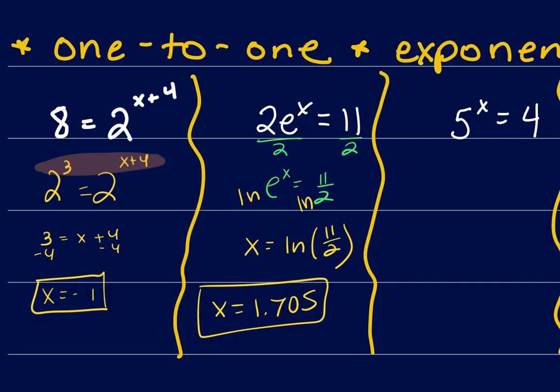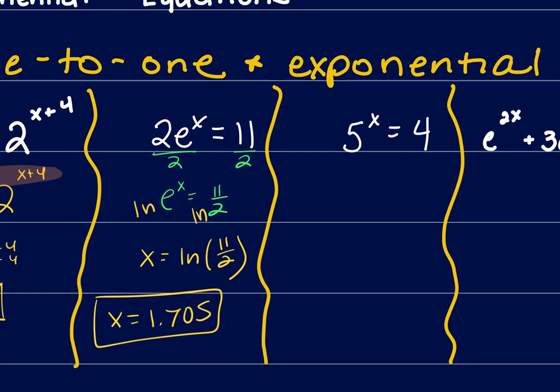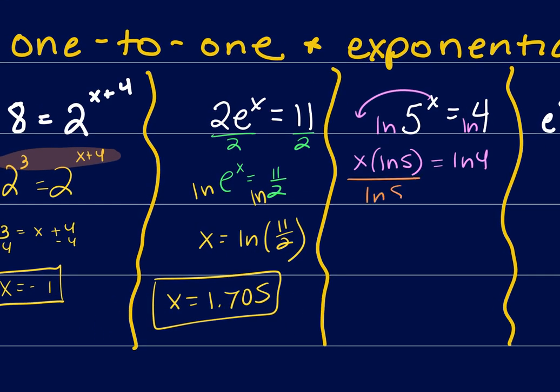What are you going to do with that third example? 5 to the x equals 4. ln both sides. Then the x bumps forward. X times ln of 5 equals ln of 4. And divide both sides by ln of 5. X equals 0.861.